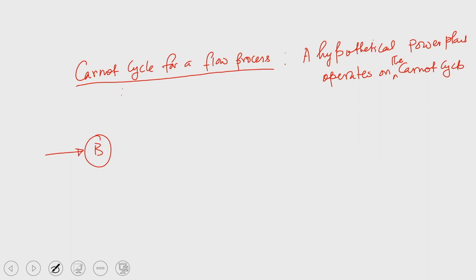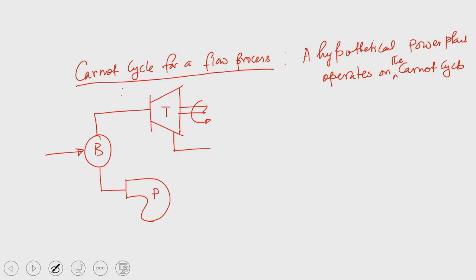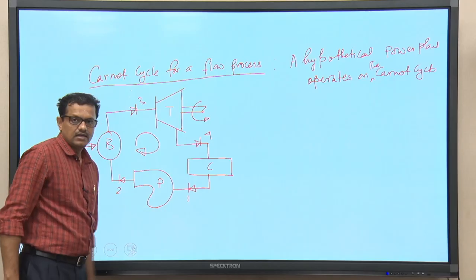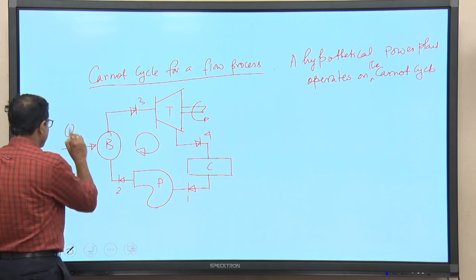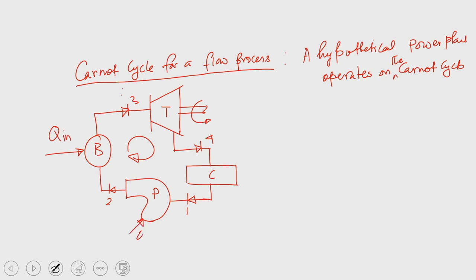So, this is the boiler, and this is the turbine. This is the pump. So, this is the condenser. And this is a cycle, so all processes are executed in a cyclic manner. So, you know that is Q in, that is heat addition, that is W in, that is W out, and that is Q out.